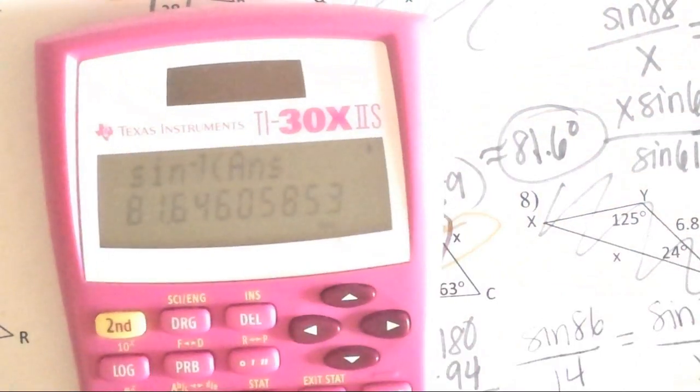But again, Katie's getting most of her points for setting it up, trying to solve for x. I can give her some pity points for showing me she was supposed to use sine inverse. So if she doesn't get all her points, it's going to be okay.